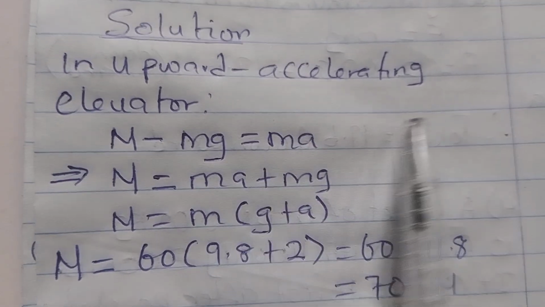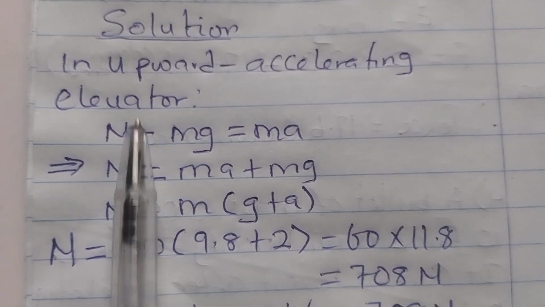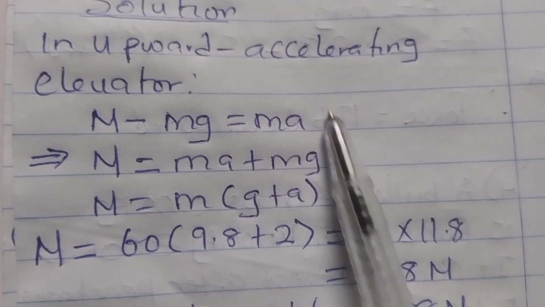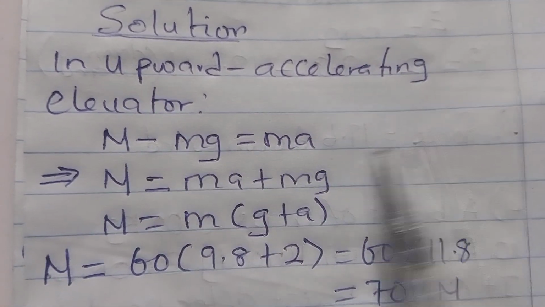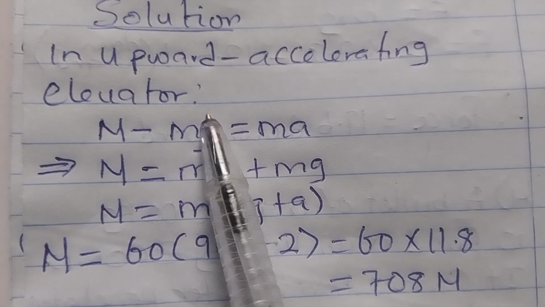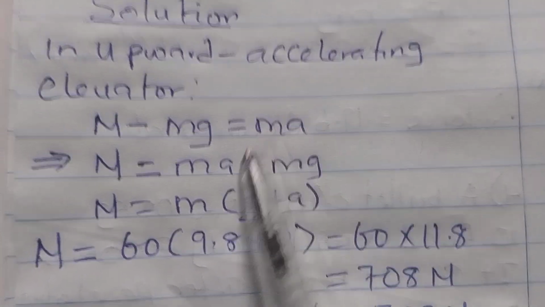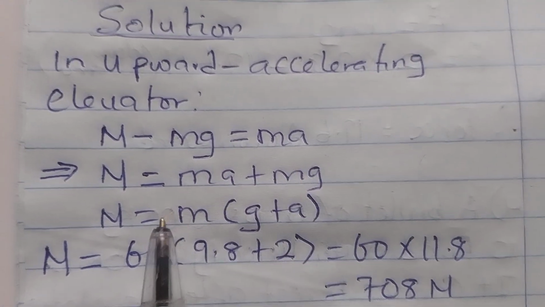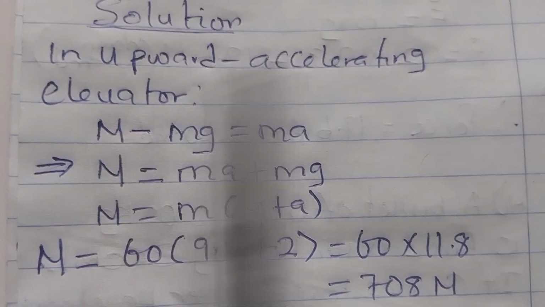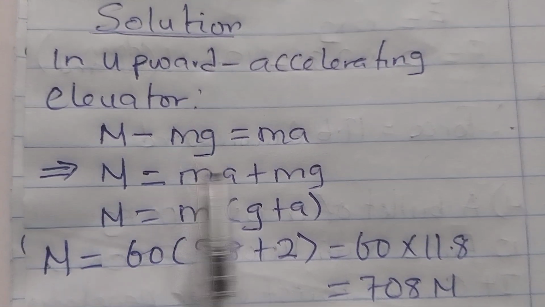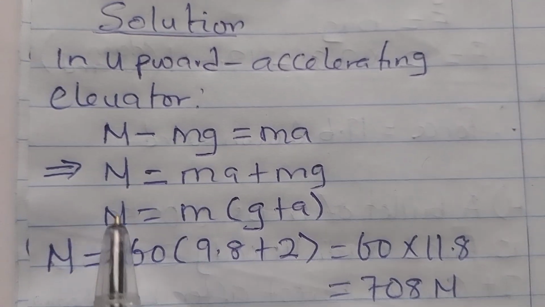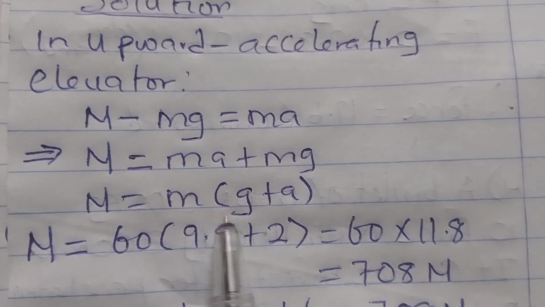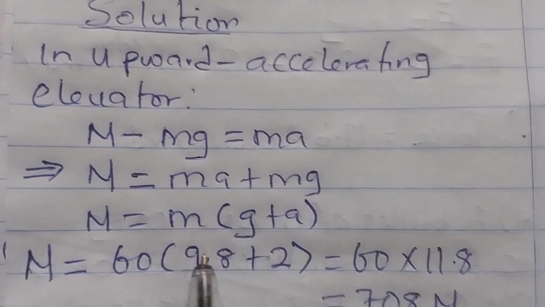In an upward accelerating elevator, the formula is that the normal force minus the force due to gravity equals the applied accelerating force. So N minus mg equals ma. To get our normal force, the apparent weight, N equals ma plus mg. So that's due to gravity and the normal force. So N equals, m is common, we can factorize m, so that's m into bracket g plus a. So when we have an upward moving elevator, we use this formula.